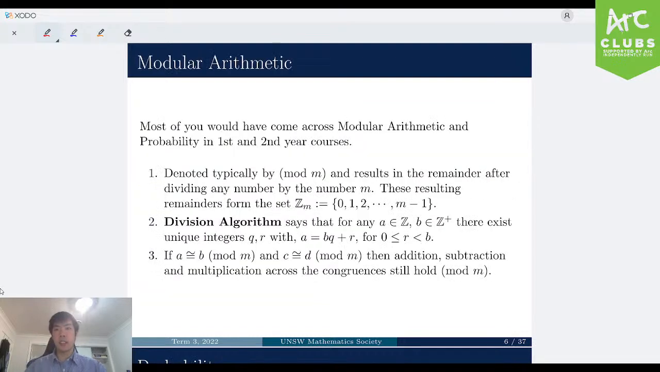All right. Next, some prerequisites. Most of you would have probably come across modular arithmetic and probability in your first and second year courses, most likely in discrete maths. And here are just some basic facts about modular arithmetic. There won't be any examples or questions on this, but we'll come back to see a lot more of modular arithmetic in chapter 5. But all throughout this course as well, you will see modulo being used.